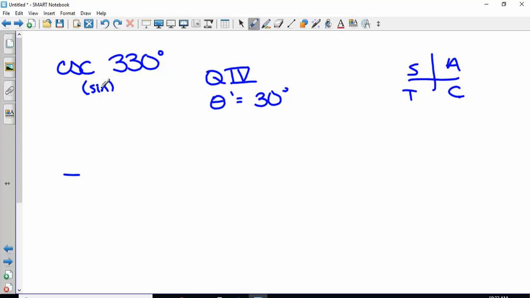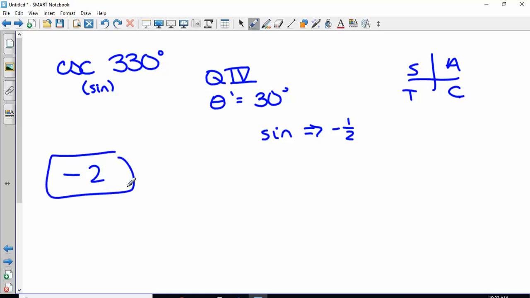Then how do you get cosecant from that? You flip it. So basically what we know is the sine would be negative 1/2, so cosecant, if you flip it, is negative 2. So just remember we can get those others by doing those reciprocals.